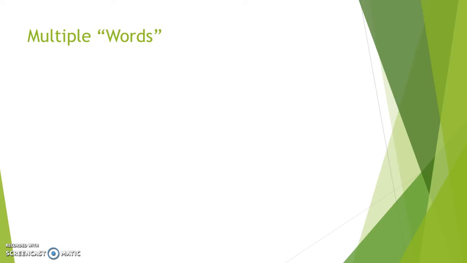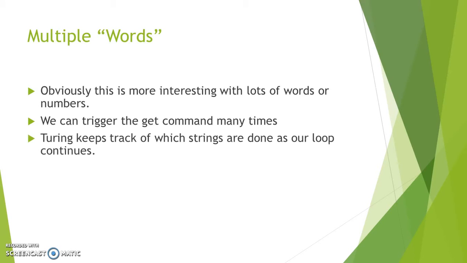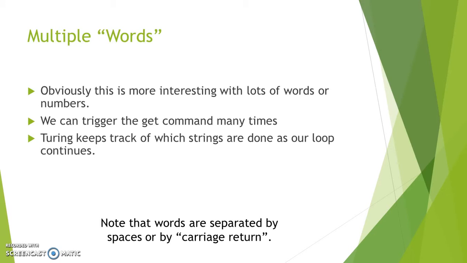Okay, and that's kind of interesting, but a single value isn't that exciting. It's much more interesting once we get to lots of words or numbers, lists. So we can trigger the get command as many times as we want, and Turing will keep track of which strings are done as it goes. And you can separate given words or given numbers by spaces or by carriage return.